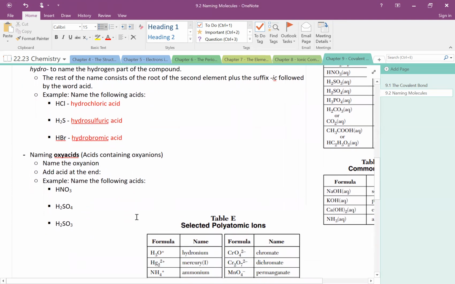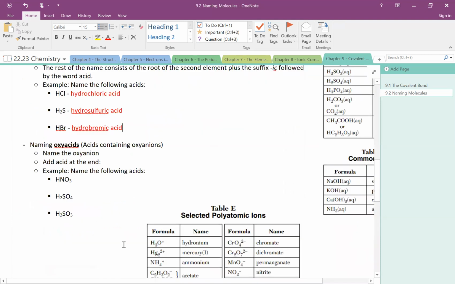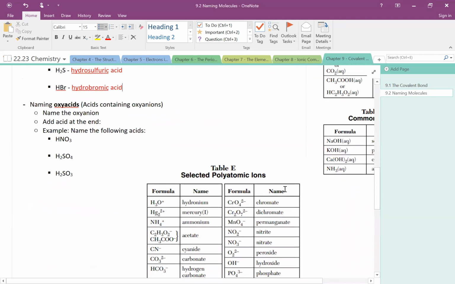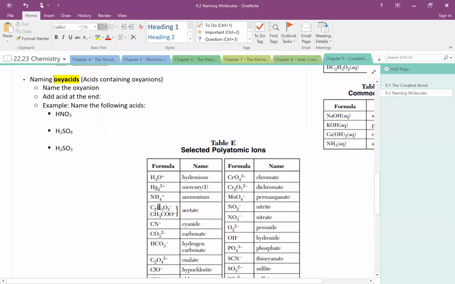An important factor to note, of course, is that you know all about polyatomic ions from our ionic bonding chapter. When you're trying to name an acid that includes an oxyanion, you are going to be naming what's called an oxyacid. An oxyacid is just an acid containing an oxyanion, or a polyatomic ion containing oxygen. So the name is actually very easy. You name the oxyanion, and then you add acid at the end of the name.